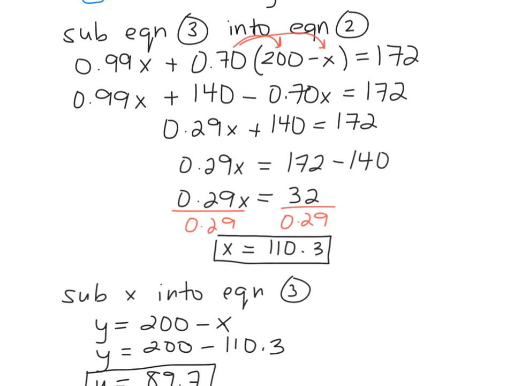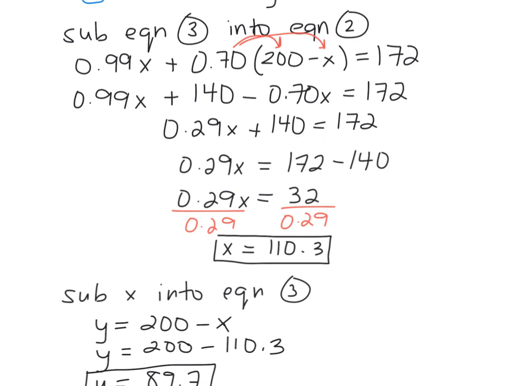So once you go ahead and sub equation 3 into equation 2, you're going to use the distributive property to simplify 0.70 multiplied into 200 and multiplied into negative x. So that leaves you with 0.99x plus 140 minus 0.70x. I collected like terms, so that simplified down to 0.29x plus 140 equals 172.